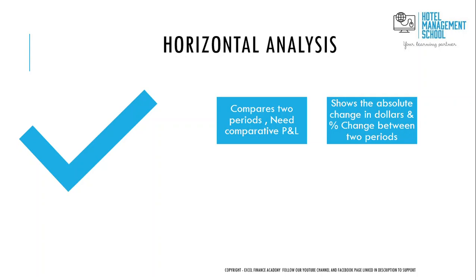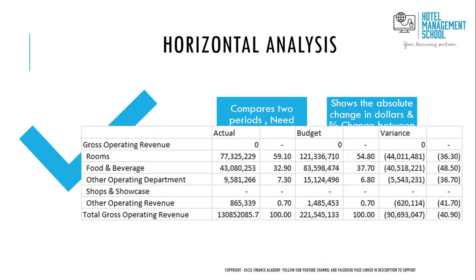However, horizontal analysis is not a concrete analysis. It always has to be combined with the ratio analysis or with a vertical analysis. This is one example where we can see the difference between actual and budget. So in the variance column, you have the variance compared to the budget in dollar terms and also in percentage. So the horizontal analysis will help us to identify the key problem areas.